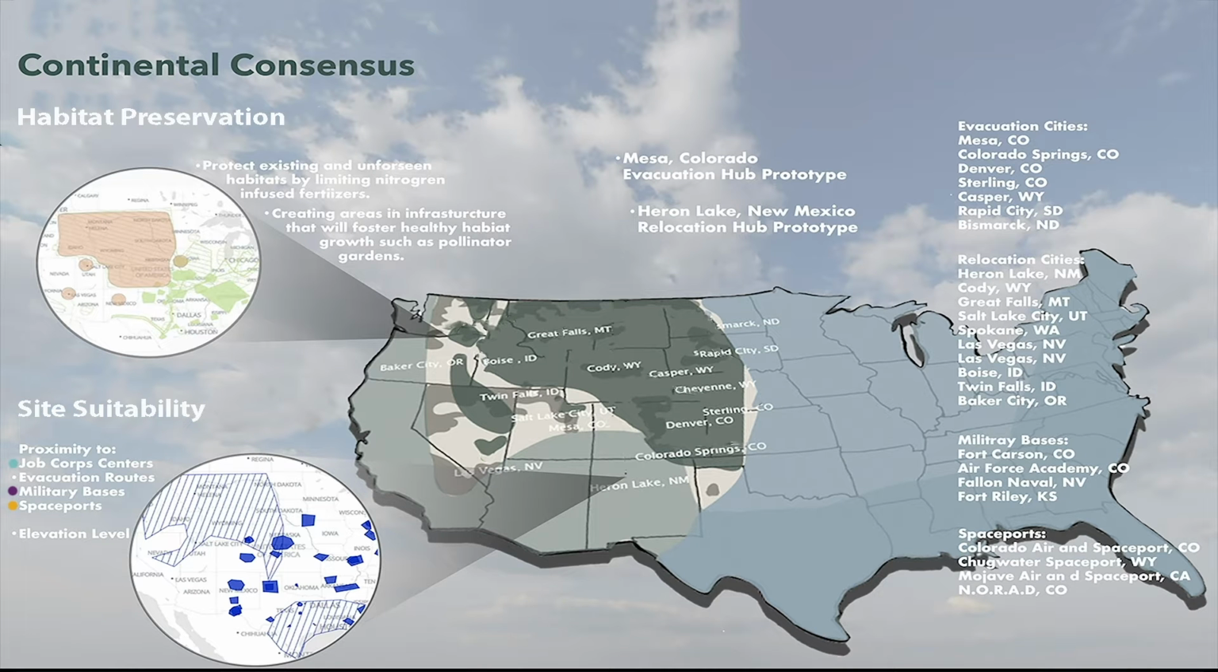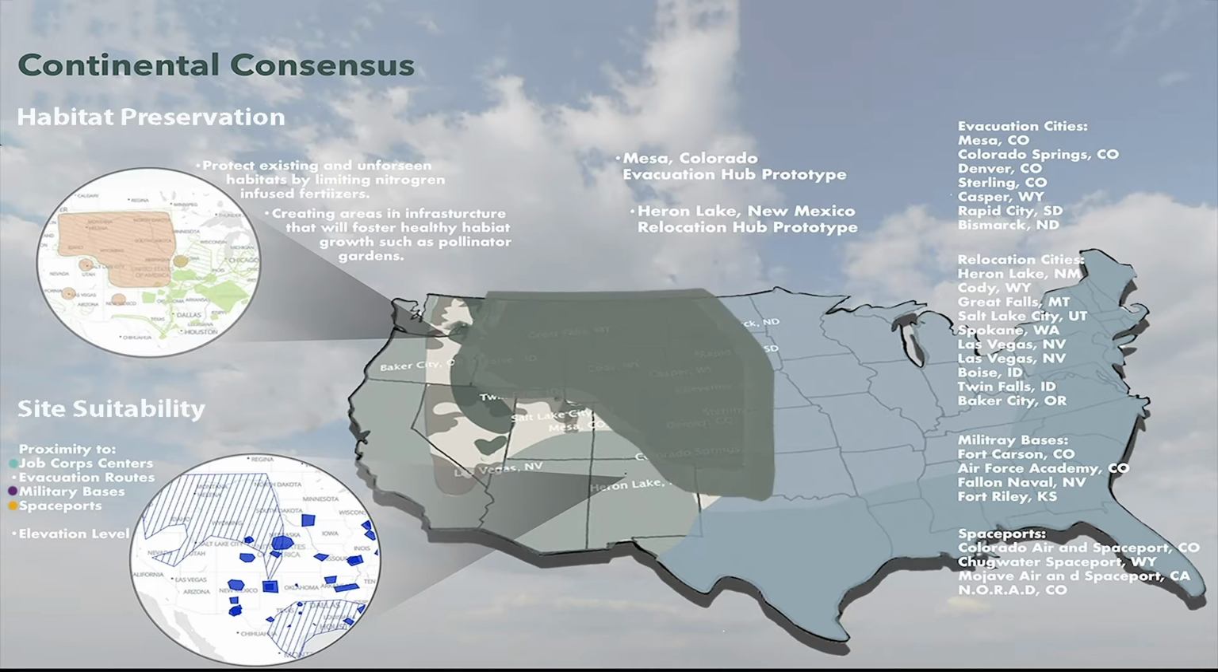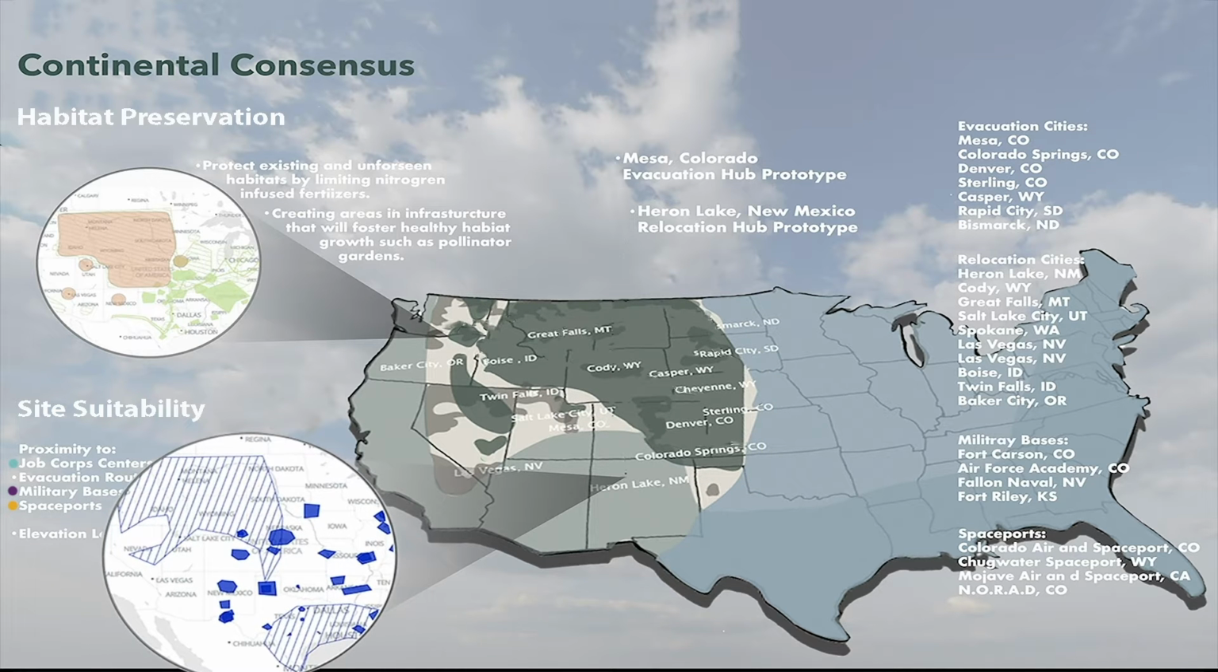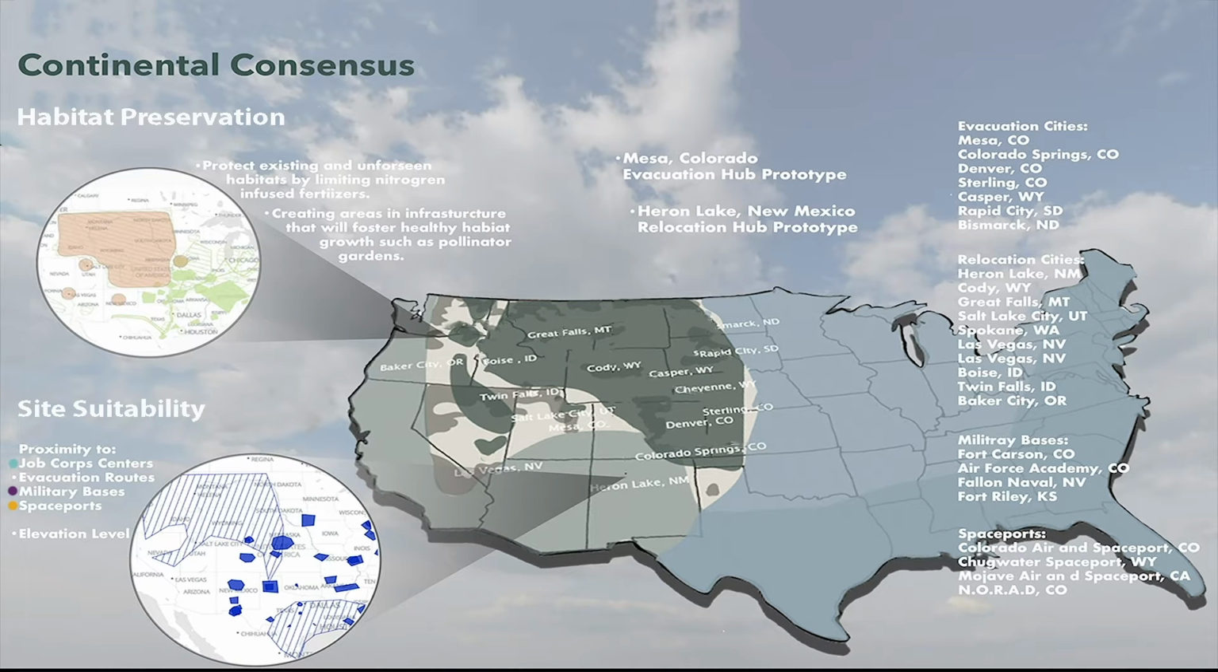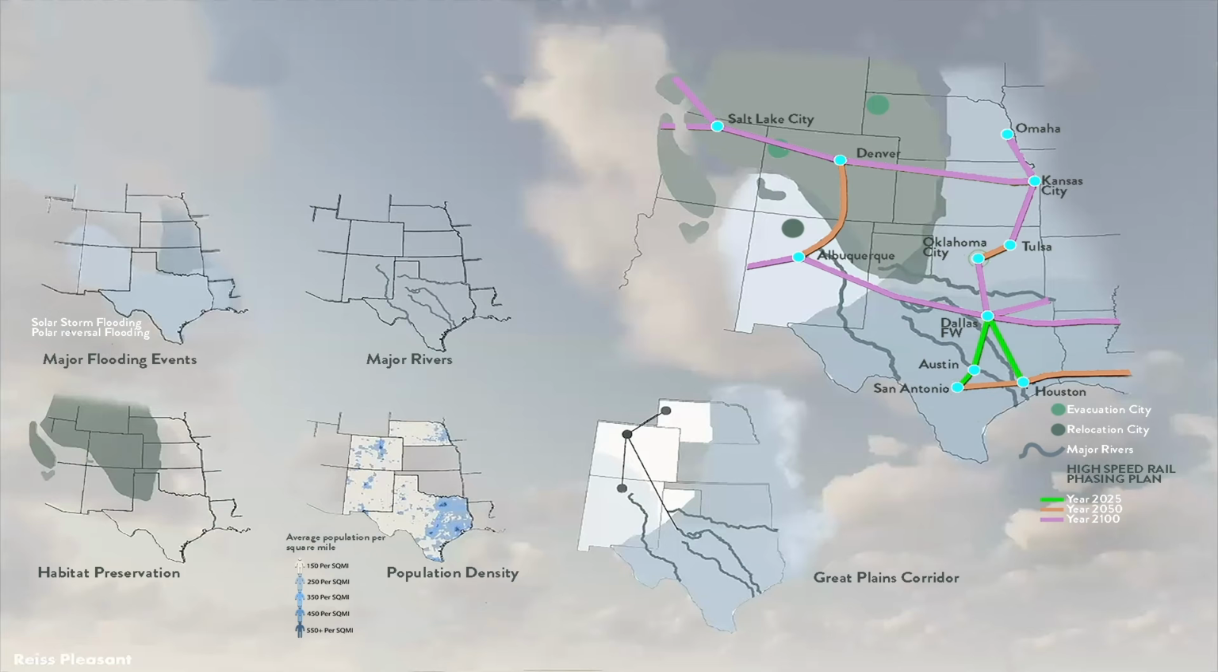During the geodesign network and continental collaboration, these teams selected areas that would be best for habitat preservation and suitability for site development. As the data was compiled, we have taken into account the flooding disasters and narrowed down to feasible options. With this information, we have selected evacuation sites and relocation cities that would be at a high enough elevation that they would be minimally impacted by the flooding events, and in close proximity to Job Corps sites, evacuation routes, military bases, and spaceports, which would aid in our emergency evacuation if the flooding were to worsen beyond this level.